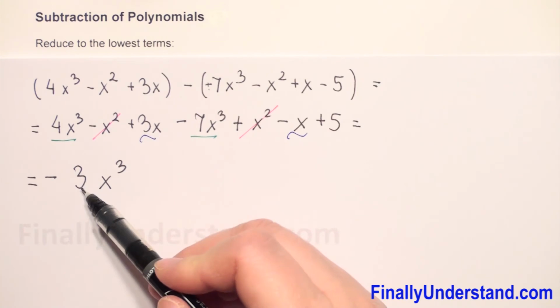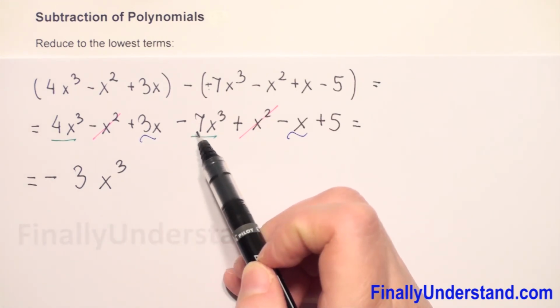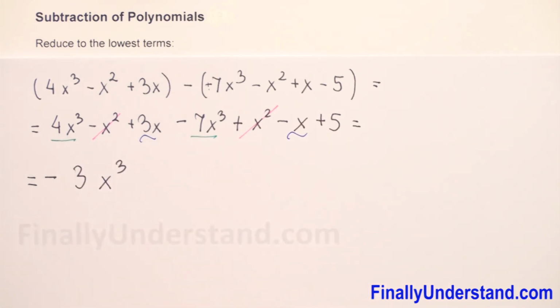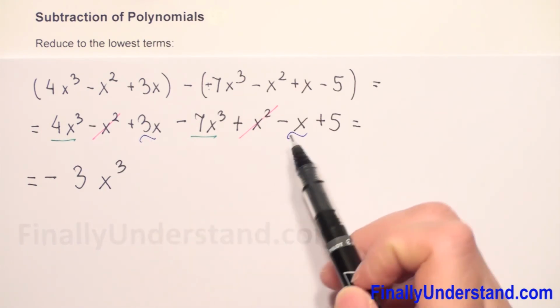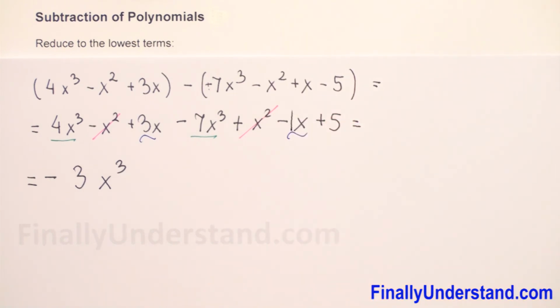7 minus 4 is 3. The negative sign we keep because the largest number has a negative sign. 4 is positive. The x squared we reduced, and now we have 3x minus x. If we don't have a coefficient, it's invisible 1 always.